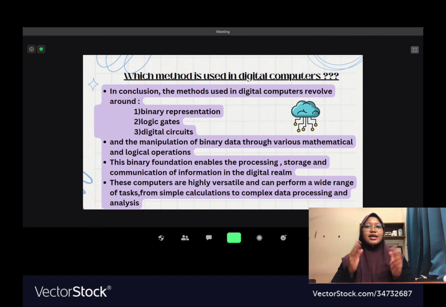In conclusion, the methods used in digital computers revolve around binary representation, logic gates, and digital circuits, and the manipulation of binary data through various mathematical and logical operations. These binary foundations enable the processing, storage, and communication of information in the digital realm. These computers are highly versatile and can perform a wide range of tasks, from simple calculations to complex data processing and analysis.